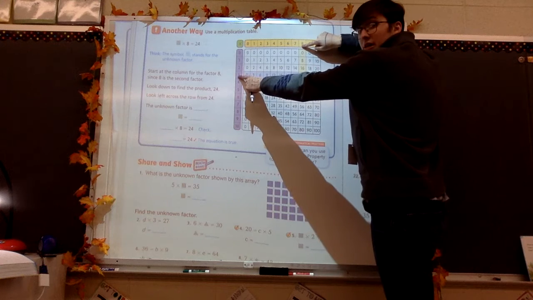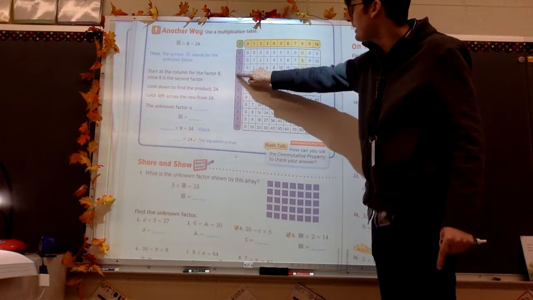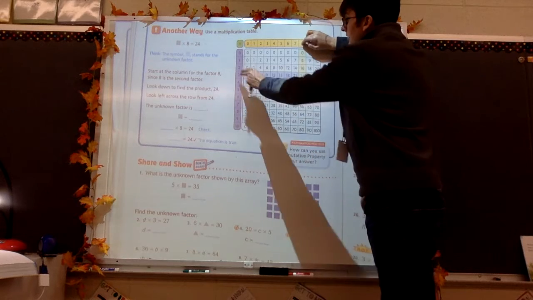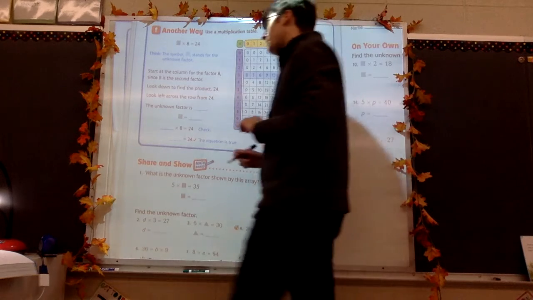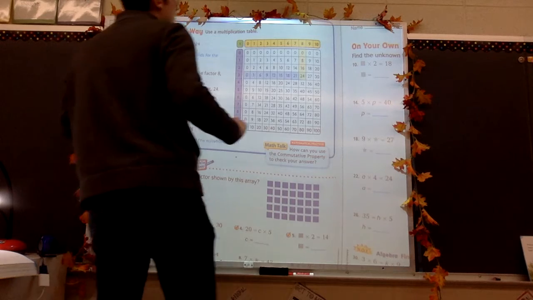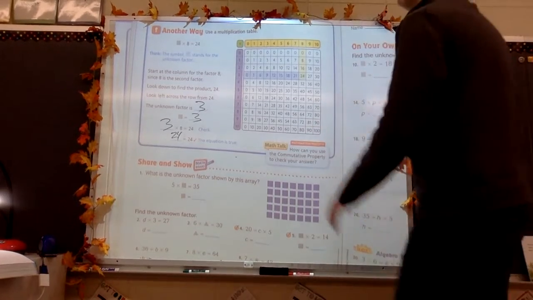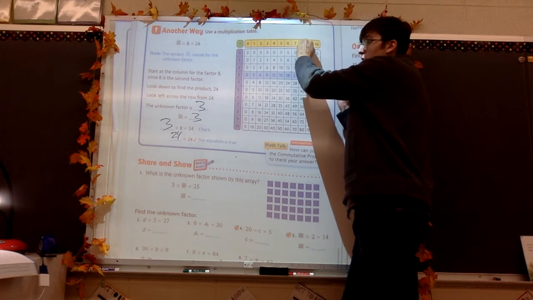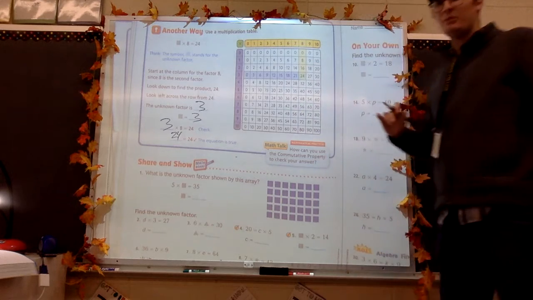So we know 3 is right here, right? So we go down, boom, we're on the same row as 3. We need to find the box that lines up with 8 and 3. 8 and 3 line up perfectly to meet at the box 24. So we know the unknown factor is 3. So real quick, looking at this table again, remember, you need to do the top part first, count to the number that you have, and then go down until you find the right number you're looking for. We'll use this here in a moment.